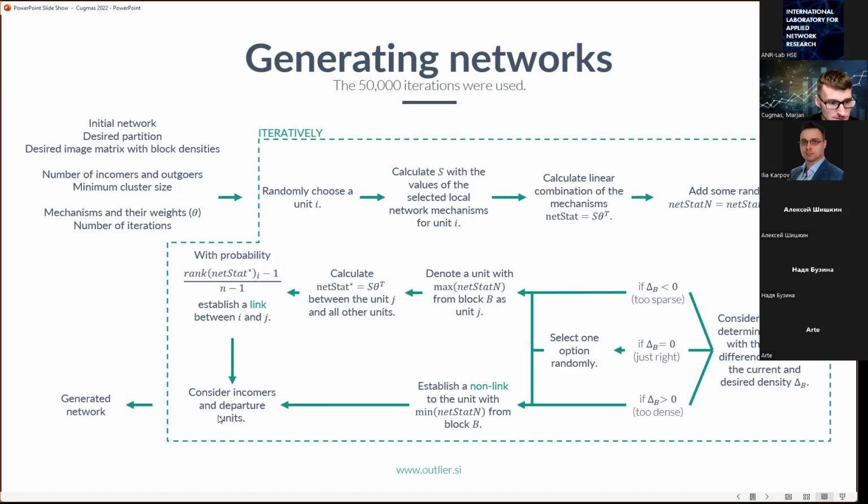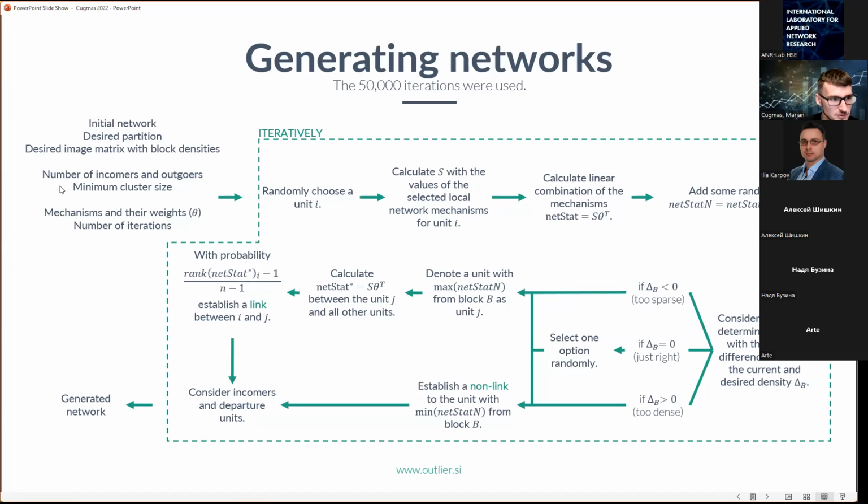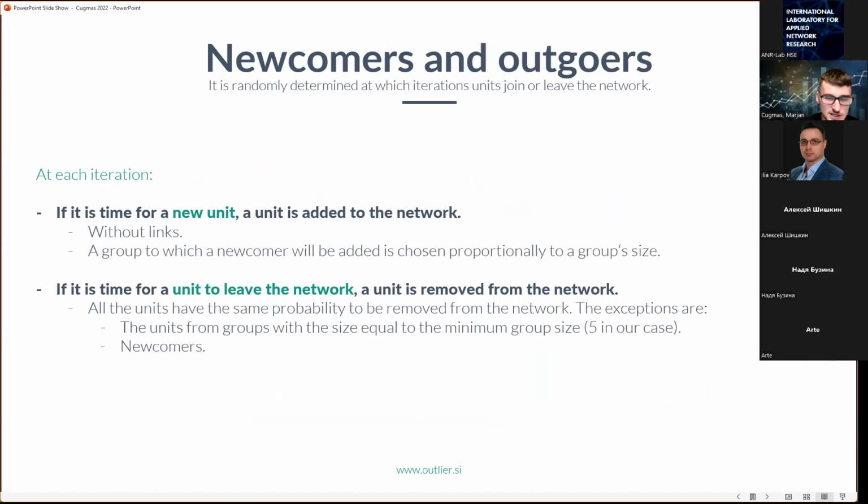Now I will say a few words about these incomers and outgoers. I use departure here, which is a synonym for outgoers. I couldn't decide which word to use, so I decided to use outgoers, and I forgot to change this one. So, newcomers and outgoers. It is randomly determined at which iteration units join or leave the network. And at the beginning, we have to specify the number of those incomers and outgoers. So at each iteration, we check whether it is time for a new unit or time for a unit to leave the network.